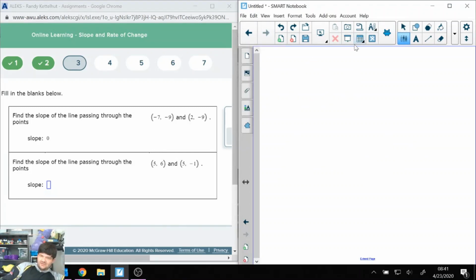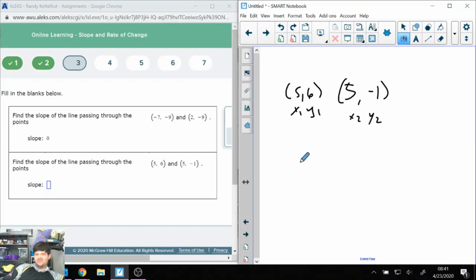The next one, it's the same kind of story, 5 comma 6 and, sorry, not negative 5. Okay, so then the other one is 5 comma negative 1. So again, x1, y1, x2, y2, same formula. I don't want to rewrite it. Should have it written down. I'm going to do y2 minus y1 over x2 minus x1.